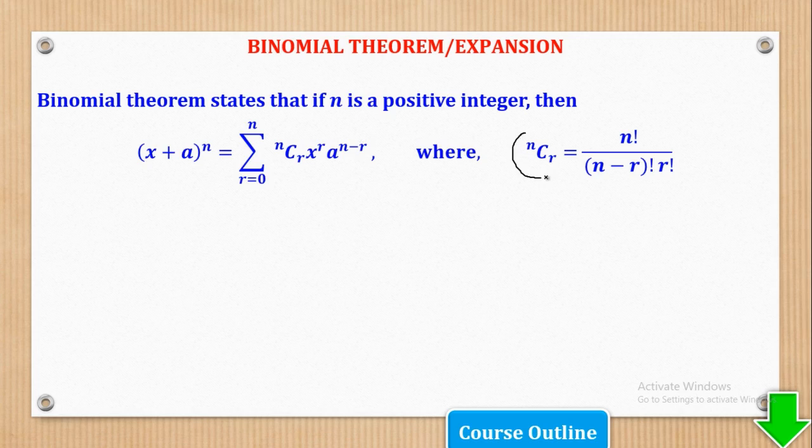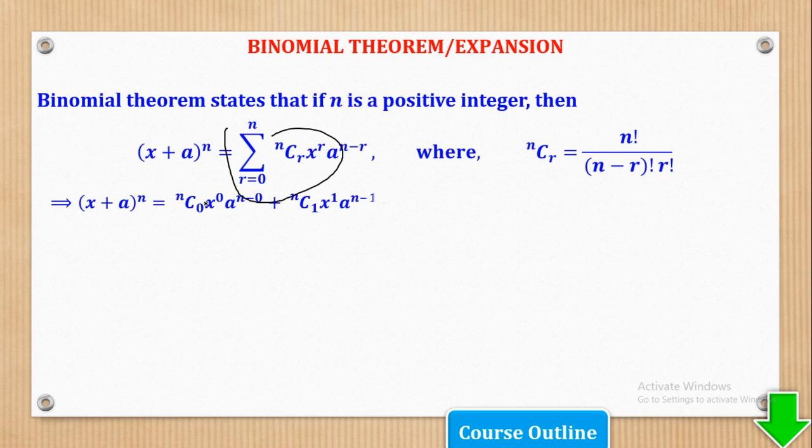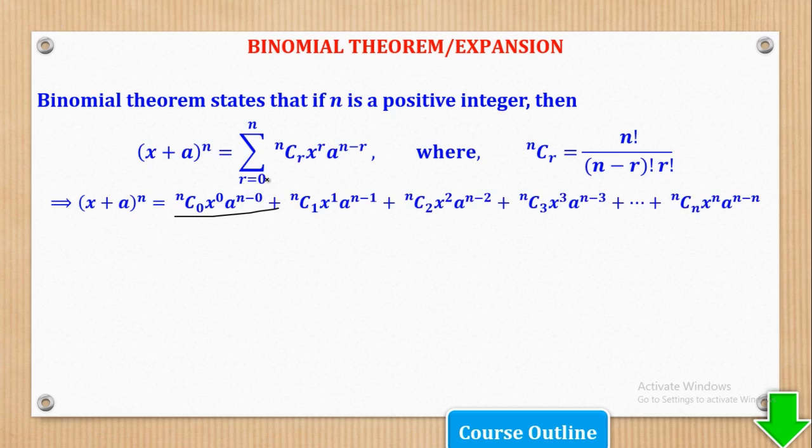You already know that n combination r is expanded to become n factorial over (n minus r) factorial multiplied by r factorial. So when I expand this summation, I'll come up with this. Now how is it expanded? First replace r equal to 0. When I put r equal to 0 here, I come up with n combination 0, x power 0, and a to power n minus 0.